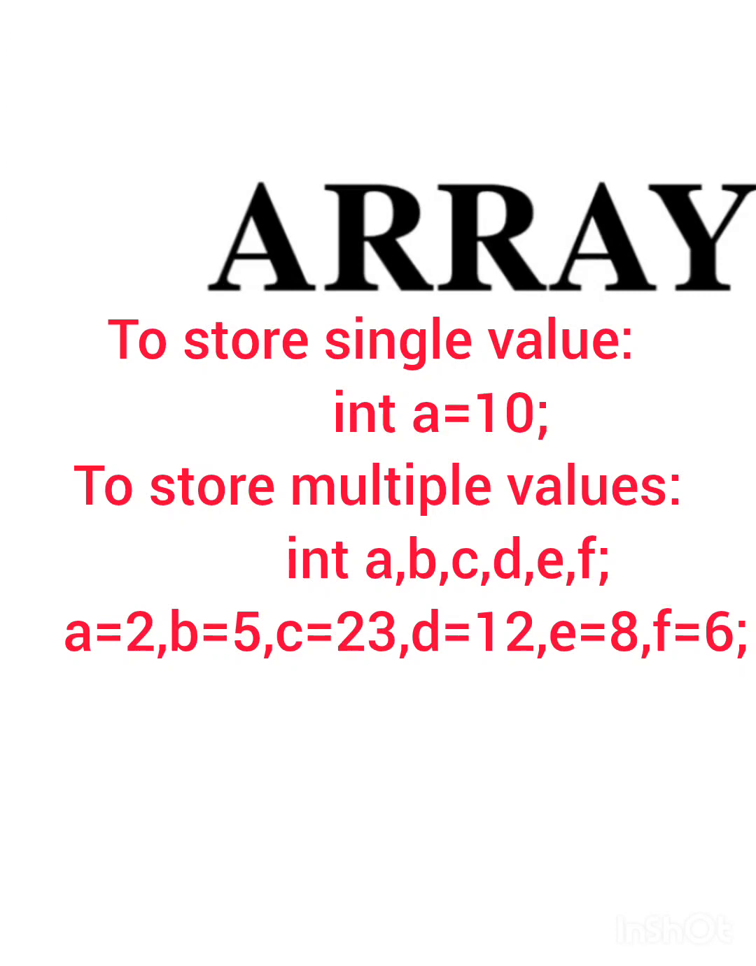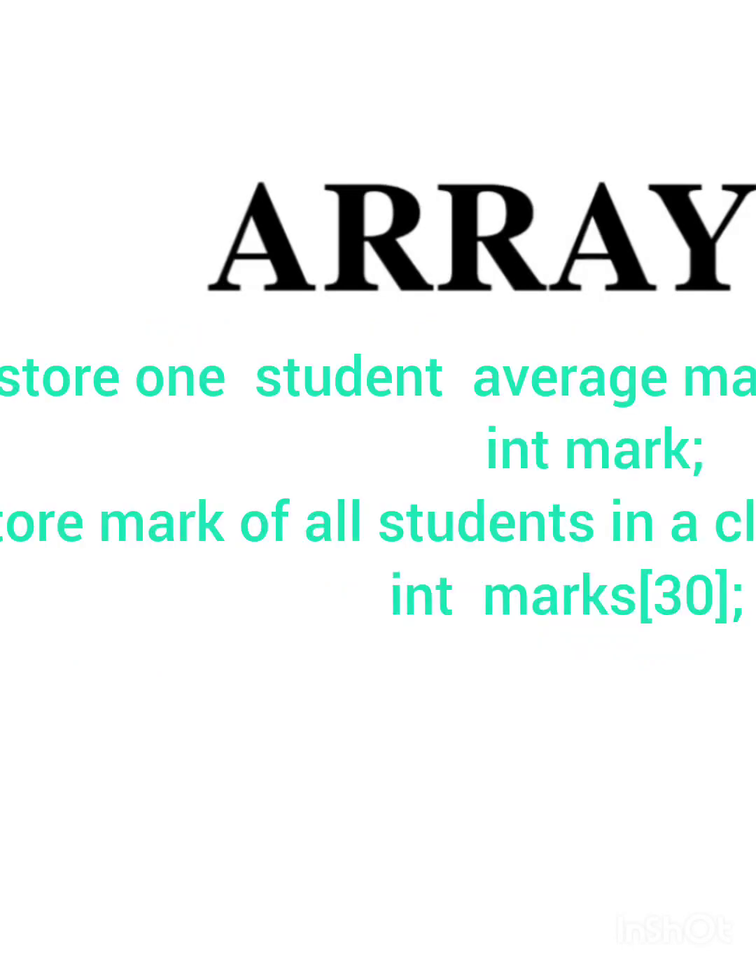So what does an array mean? An array is a collection of similar data elements. That is, if you want to store one integer or one character value, we will declare it as int a or char b. But if you want to store many integers under a single variable, we go for an array.